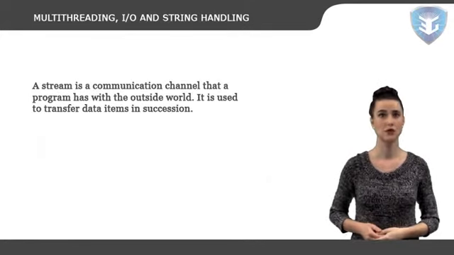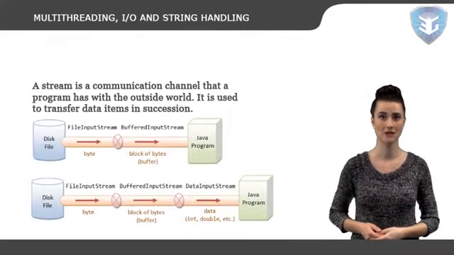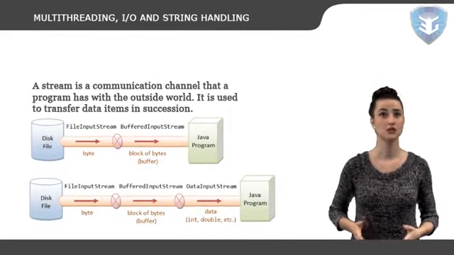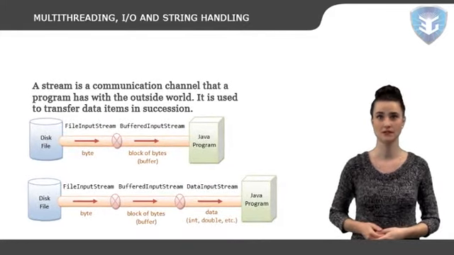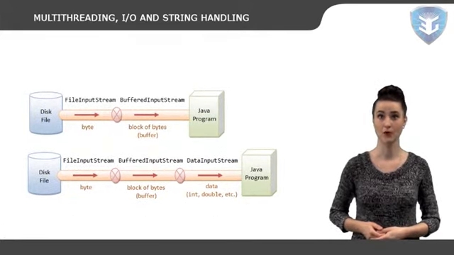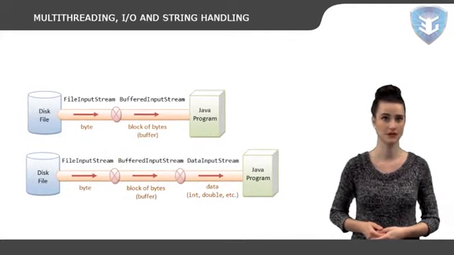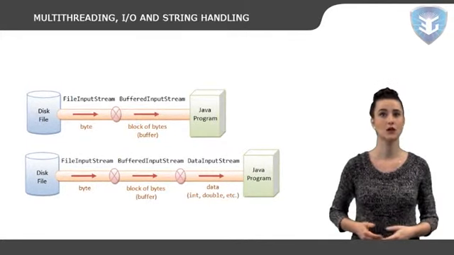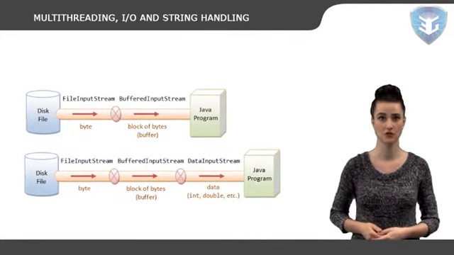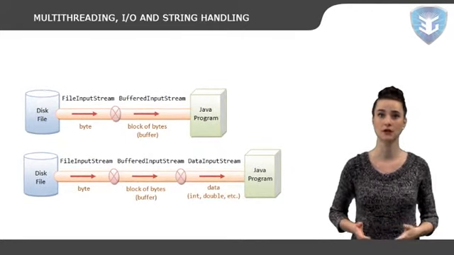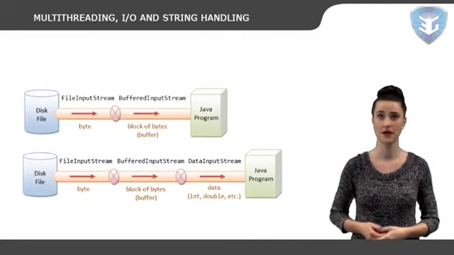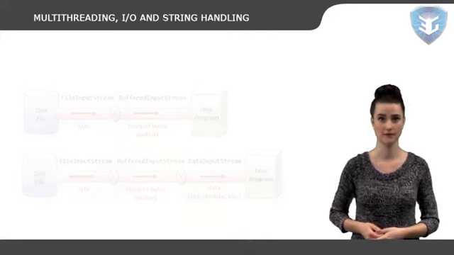A stream is a communication channel that a program has with the outside world. It is used to transfer data items in succession. An input-output (I/O) stream represents an input source or an output destination. A stream can represent many different kinds of sources and destinations, including disk files, devices, other programs, and memory arrays.